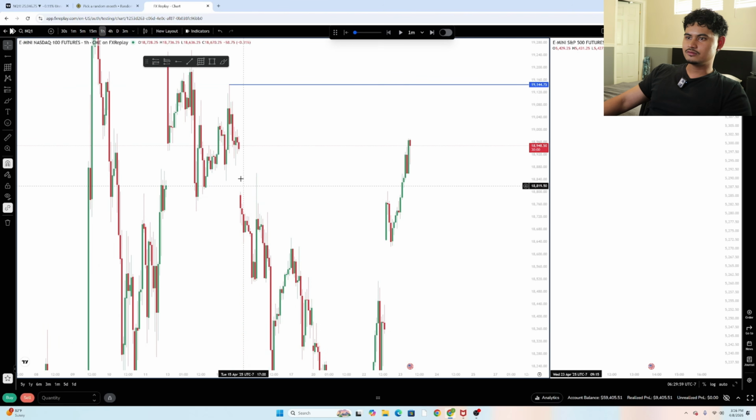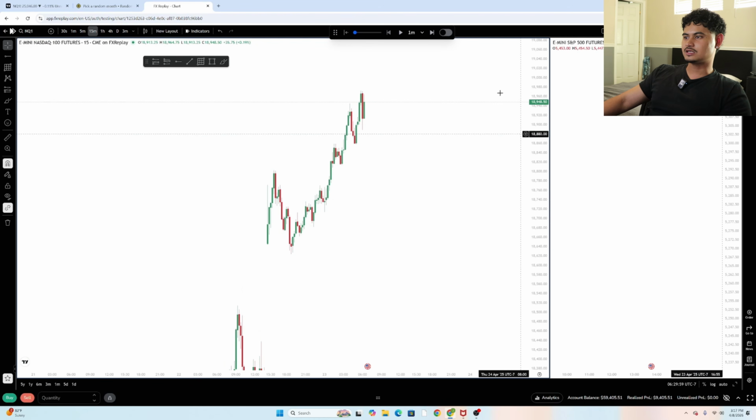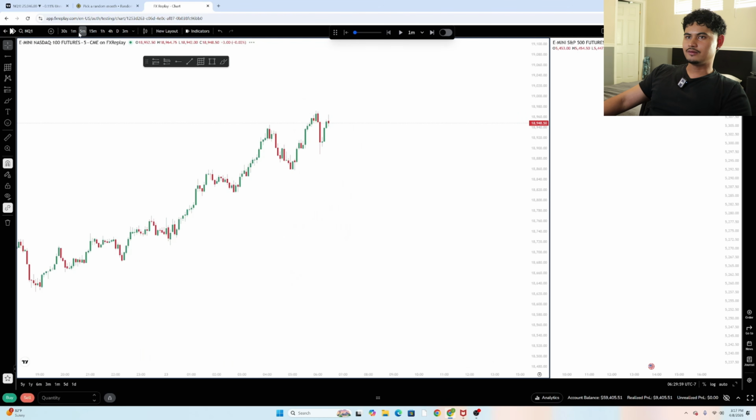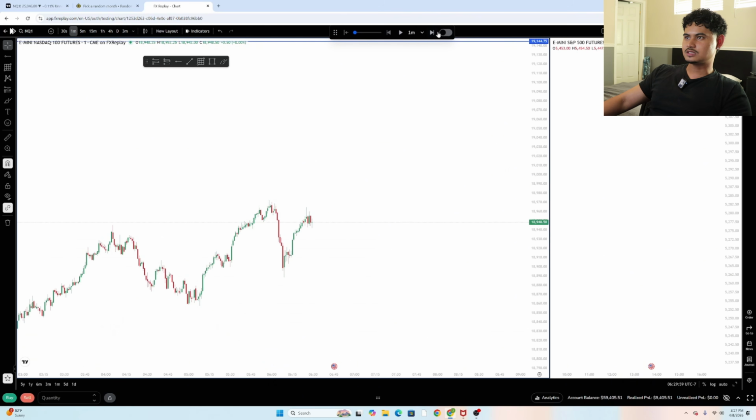Okay, well, we have gaps. Ooh, look at all these gaps. These gaps do need to get filled. So we just filled this one, but we also have this gap to fill right here. So today could go either way, honestly. But we are pretty bullish right now. We have a draw higher. Let's just see what happens.